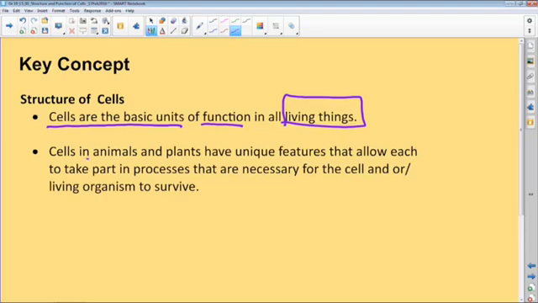And the next thing, cells in animals and plants have unique features, which means they have special features for each and every one of them that make them different. They've also got things that are the same, identical to each other, right? So it allows them to take part in the processes that are necessary for cells and or living things to survive. So in other words, they do things to make animals or their parts survive.